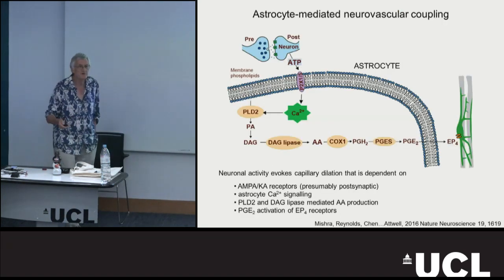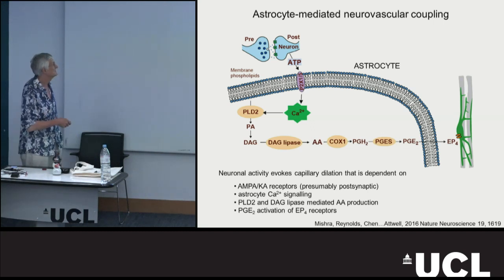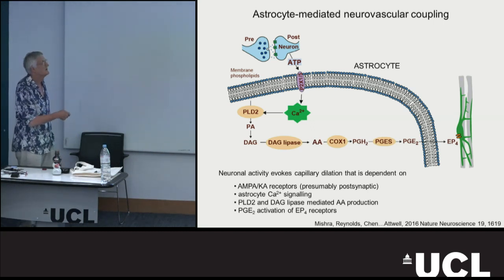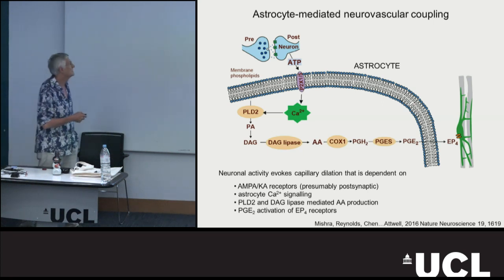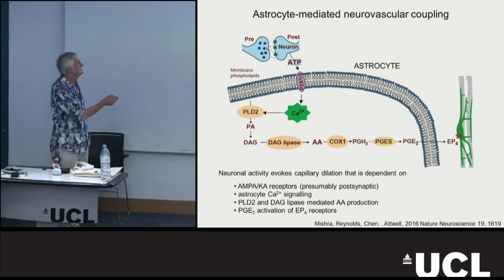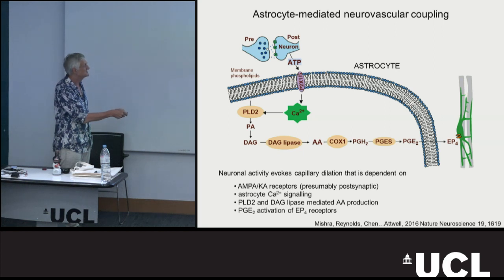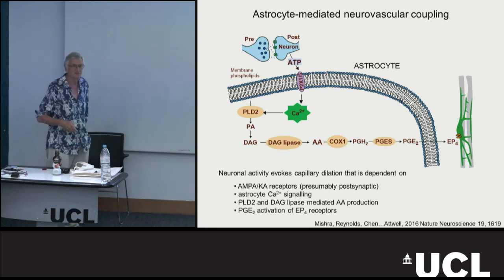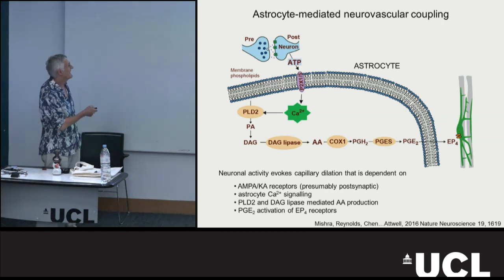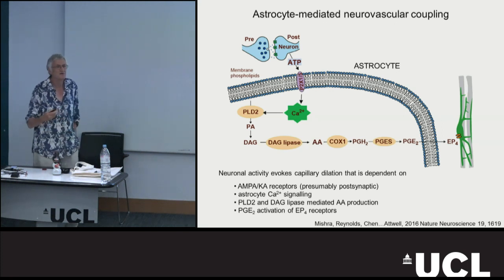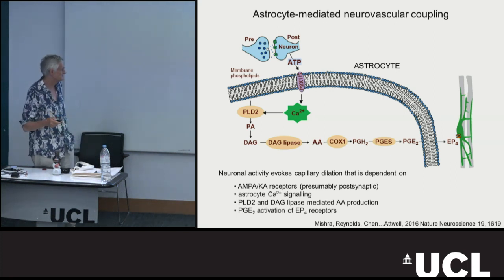Now, I don't want to bore you with the whole story. I'm just going to show you a diagram which summarizes it. We believe, on the basis of a whole slew of pharmacology evidence, that when you activate neurons, postsynaptic neurons release ATP. That activates P2X receptors in the astrocyte, which raises calcium. That then activates a phospholipase, which generates arachidonic acid. That eventually generates prostaglandins, which act on EP4 receptors on the pericytes. So when neurons are active, they dilate capillaries via astrocytes and pericytes.